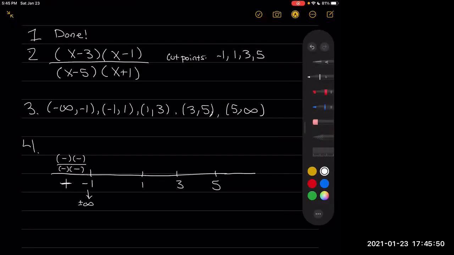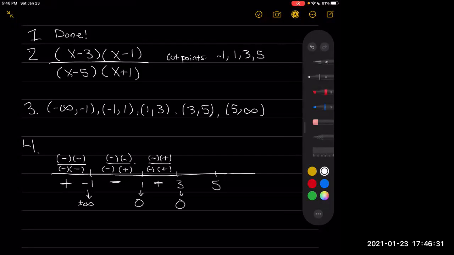And then in between -1 and 1, let's pick 0. And we'll see that we get a negative number because we'll have a negative over a negative and a positive. Oh, that 1 shouldn't be there. There we go. So this is negative. In between 1 and 3, we will get a negative, positive over a negative and a positive. So this is positive. 1, this is a 0, and 3, this is a 0.